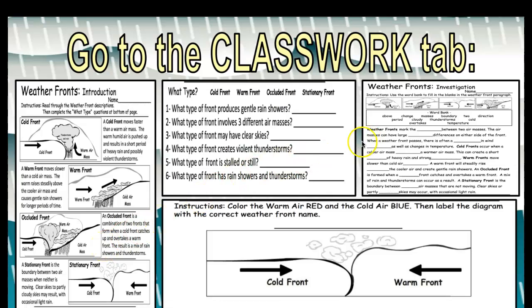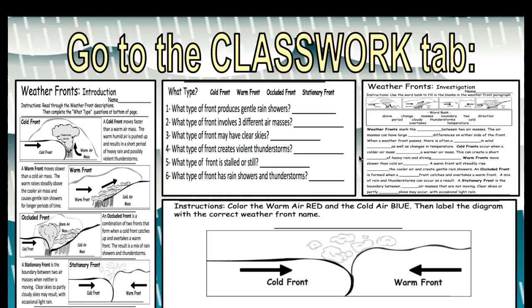Then we have a fill in the blank section where it gives you a word bank and you have to figure out the words. So I'm going to read it with the correct word in the blank for you. You can pause me, remind me, whatever you need to do to get the answers. So weather fronts mark the boundary between two air masses. The air masses can have large temperature differences on either side of the front. When a weather front passes, there's often a change in wind direction, as well as changes in temperature.